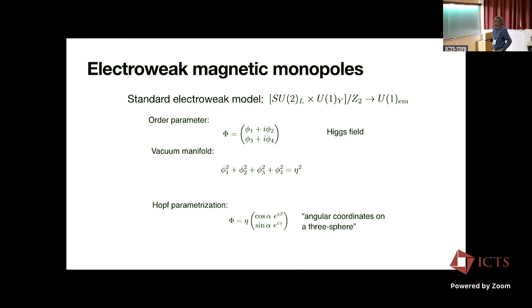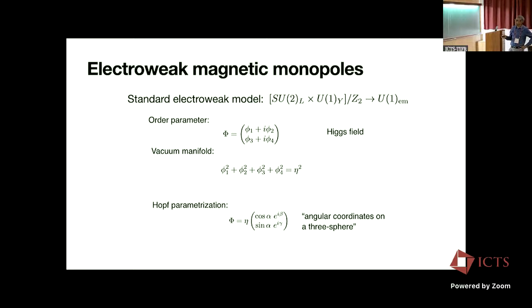The other interesting situation is the electroweak model. You might ask, are there magnetic monopoles in the electroweak model, the standard model of particle physics? So let us look at that a little more closely. The standard electroweak model has an SU2 and a U1, and it breaks into electromagnetism. This is the left-handed SU2, and this is the hypercharge, U1.